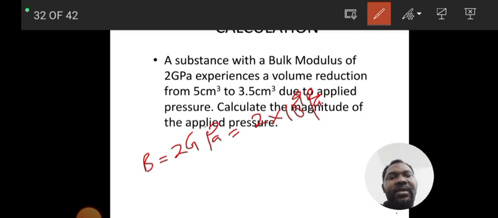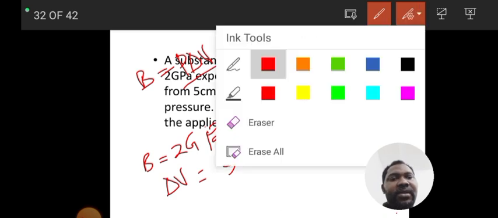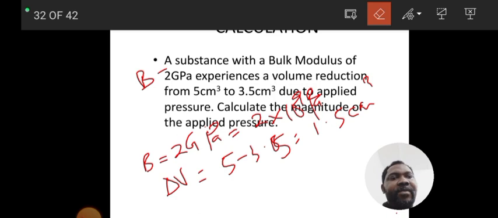And we are given that the change in volume, the volume reduction, is 5 minus 3.5. That means initial minus final. That gives us 1.5 centimeter cube. We don't need to change the units since there will be cancellation at the end of the day. So we can say here that bulk modulus is equal to volume times change in pressure all over volume reduction.